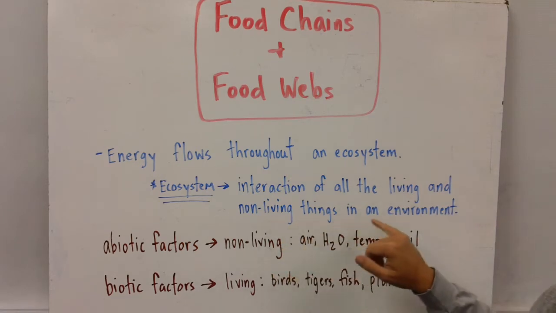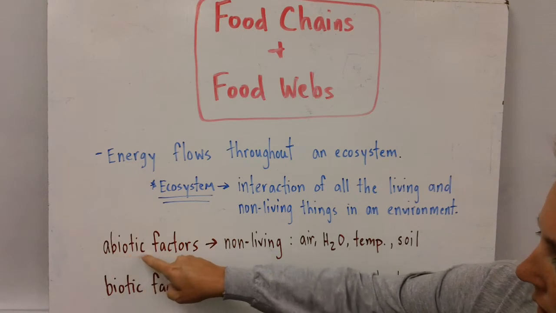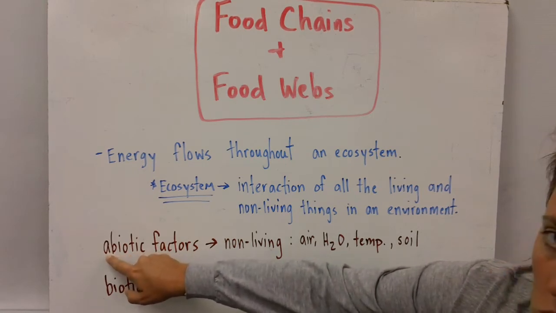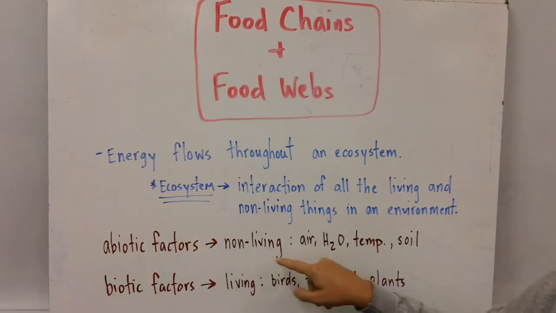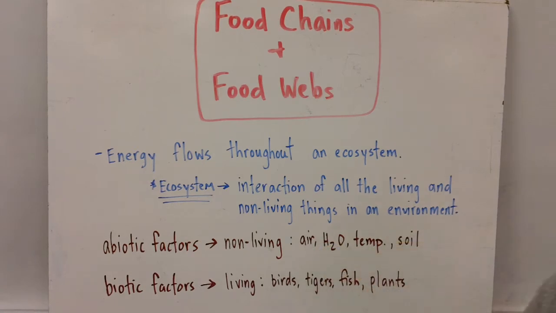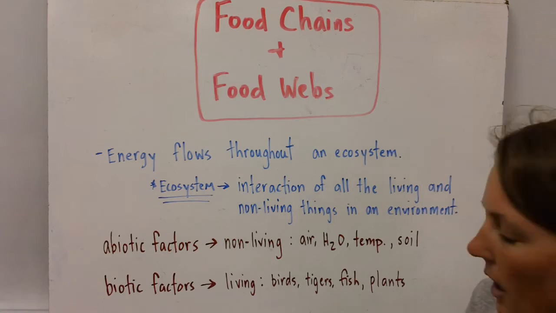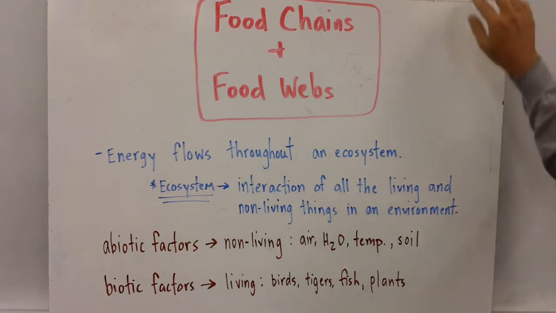These non-living and living factors are given specific names. The abiotic factors, and this prefix A means non. Right, these are the non-living things, and these would be things like the air quality, the water, the temperature, and the soil in an ecosystem. And the living factors are called biotic factors. Birds, tigers, fish, plants, trees, anything that is considered a living piece of the environment.